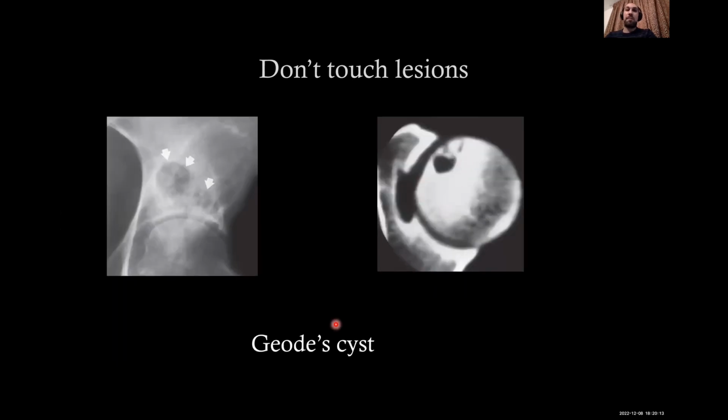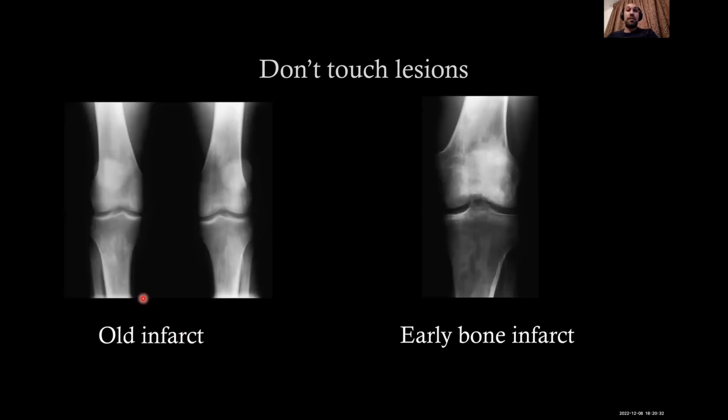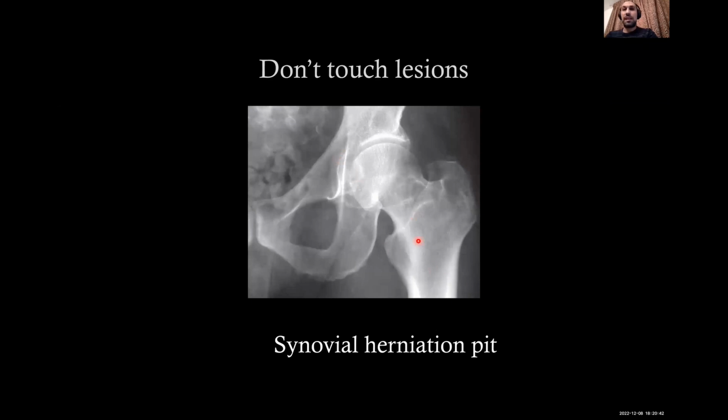Here it is the geode cyst, non-ossifying fibroma. Osteopoikilosis involves the epiphysis, which differentiates it from the sclerotic mets, which more commonly spare the epiphysis. There is old infarct, early infarction when there is lucency, old infarction when it becomes sclerotic. And here, I think this is the lucency.